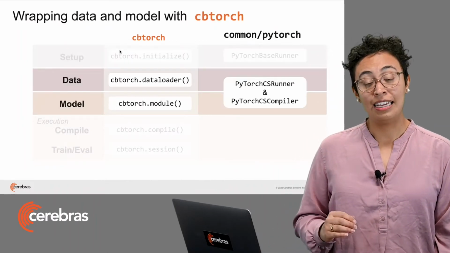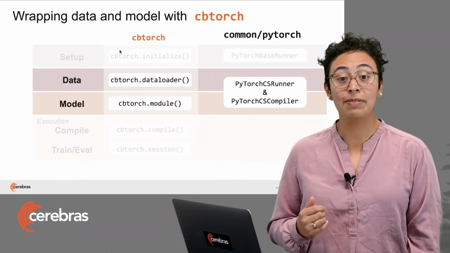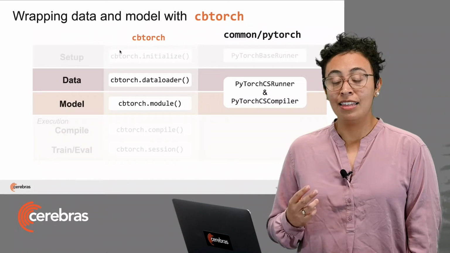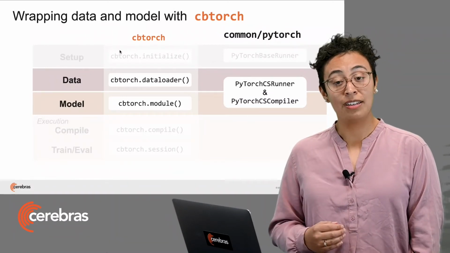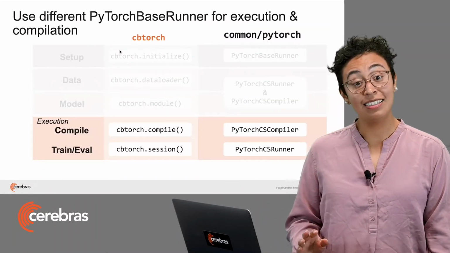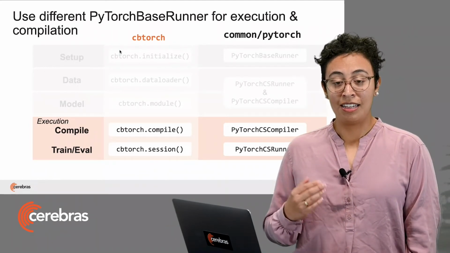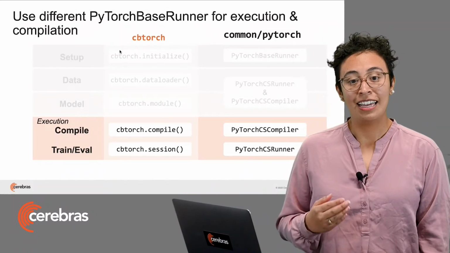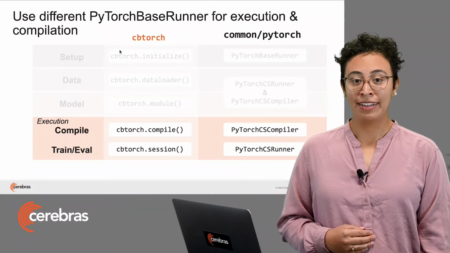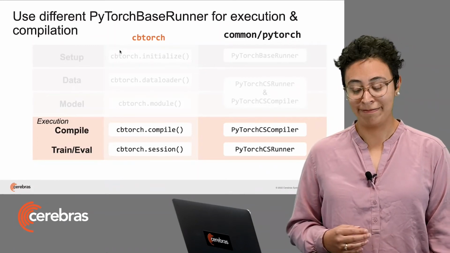The second step is data and model. There, we use CVTorch data loader and CVTorch module to grab data loaders and modules from Torch. These two instructions are used in PyTorch CS runner and PyTorch CS compiler. In the last step, depending on whether we compile or execute, we use two different types of CS runners. The first one uses CVTorch compile, and you will find that in PyTorch CS compiler. The last one is CVTorch session, and you can find that in PyTorch CS runner.